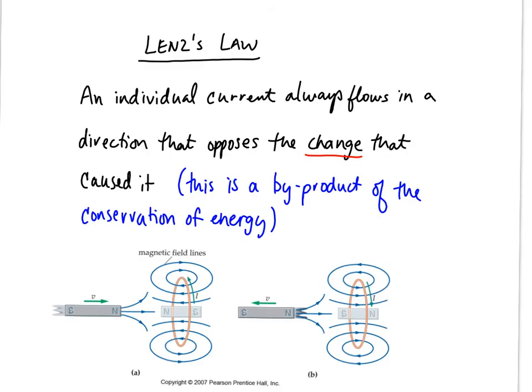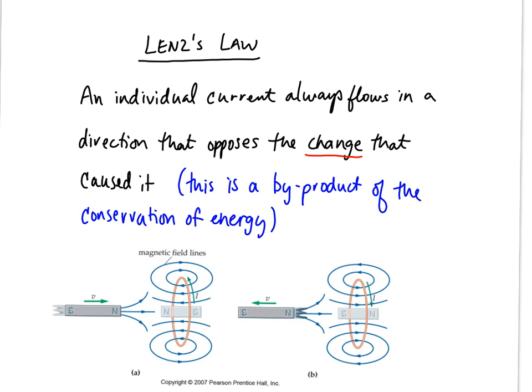Okay, Lenz's law. He was another scientist in the 1800s who was able to determine a rule for which direction the current would flow based on the changing flux. The law reads like this: an induced current always flows in a direction that opposes the change that caused it. So it opposes the change that caused the current in the first place.